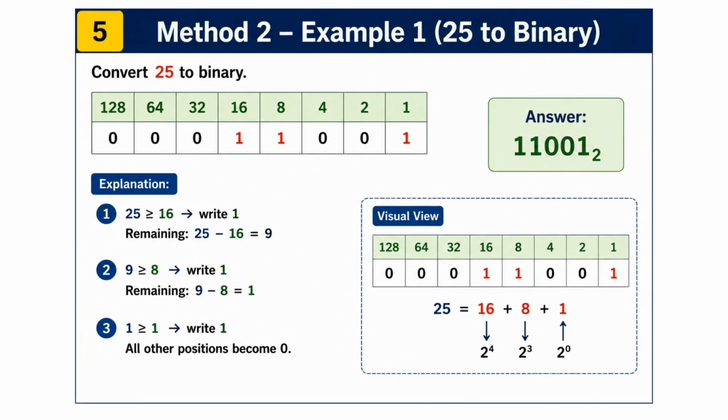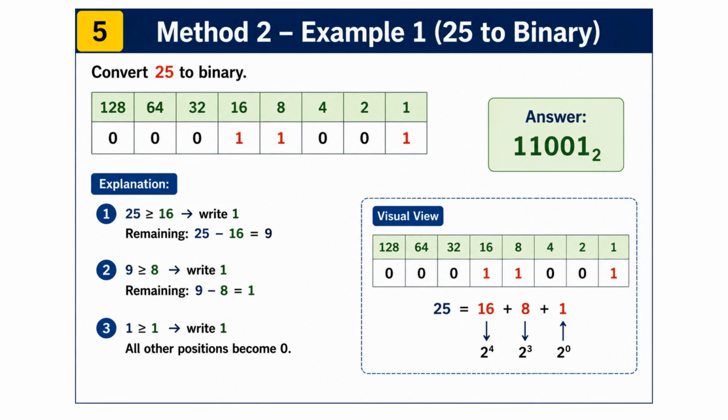Next, look at the remaining value, 9. The largest place value less than or equal to 9 is 8. Write a 1 under 8. Now, subtract 9 minus 8 equals 1. Next, look at the remaining value, 1. The largest place value less than or equal to 1 is 1 itself. Write a 1 under 1. Now, 1 minus 1 equals 0.